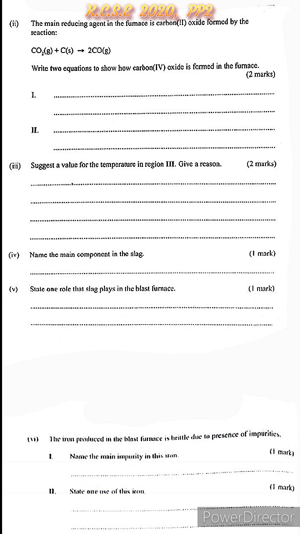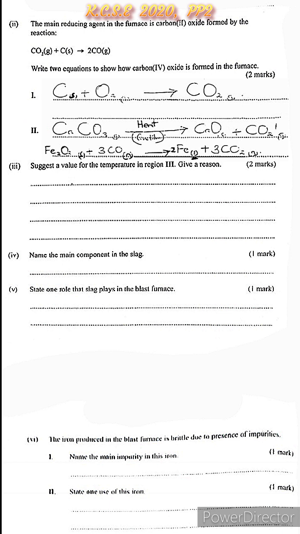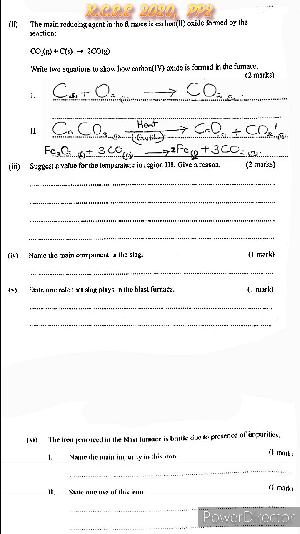Now, there are actually 3 reactions that are responsible for formation of carbon(IV) oxide. Reaction number 1 is that of decomposition of calcium carbonate. So calcium carbonate on heating decomposes to form calcium oxide plus carbon(IV) oxide. Another is the reaction of coke, which is carbon, with oxygen that leads to the formation of carbon(IV) oxide. And lastly, when carbon(II) oxide reduces the iron ore, this also leads to the formation of carbon(IV) oxide and the iron metal. So these are the reactions involved in the formation of carbon(IV) oxide. Now, any 2 of these is correct.